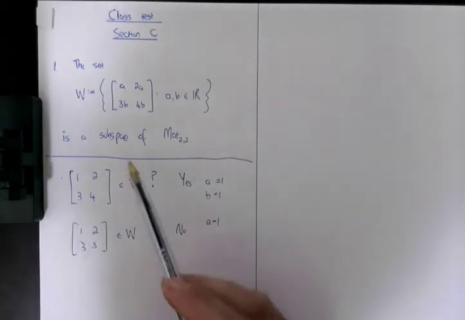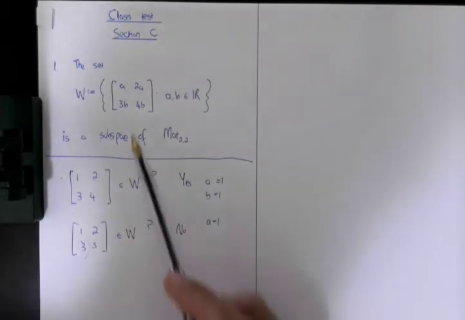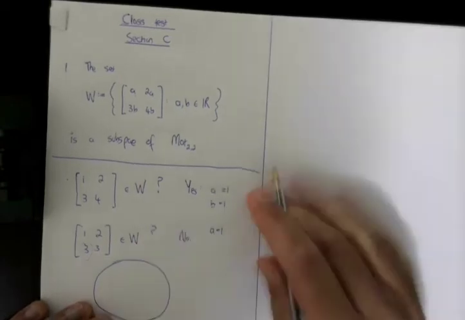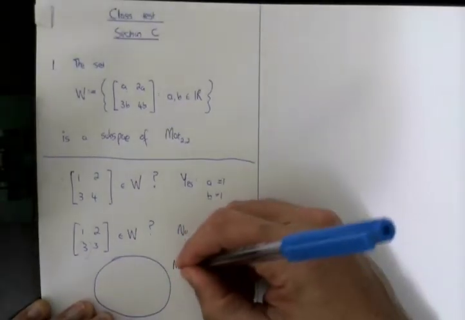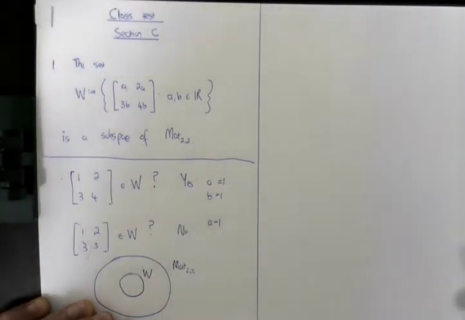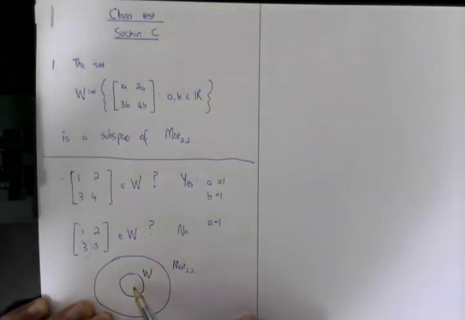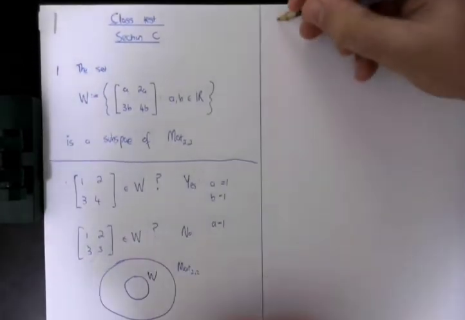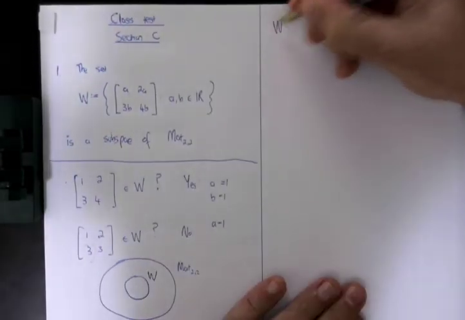So it's just important that you understand how to tell whether a certain element is in W or not, right? Here is the set of all 2 by 2 matrices, and W is a certain subset. And you need to be able to know whether something is in W or not. Okay, so you just have to check, is W closed under addition?